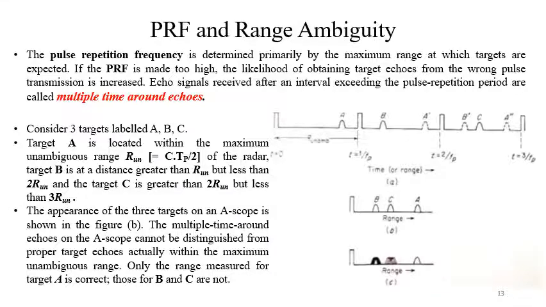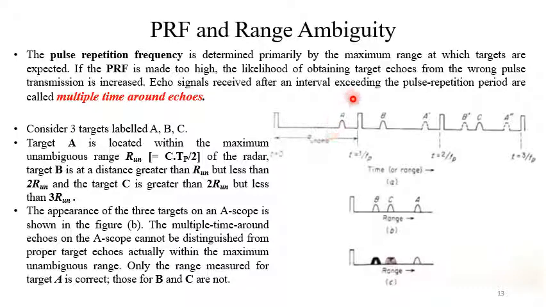Now we will consider the pulse repetition frequency and the range ambiguity. The pulse repetition frequency is determined primarily by the maximum range at which targets are expected. If the PRF is made too high, the likelihood of obtaining target echoes from the wrong pulse transmission is increased. Echo signals received after an interval exceeding the pulse repetition period are called multiple time around echoes.